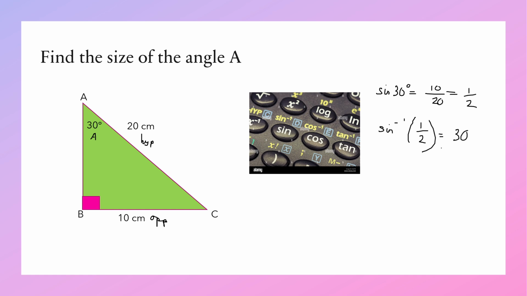In other words, if I know my opposite over hypotenuse, it tells me what the angle is. So you could say in this case the angle is sine minus 1 of opposite over hypotenuse.